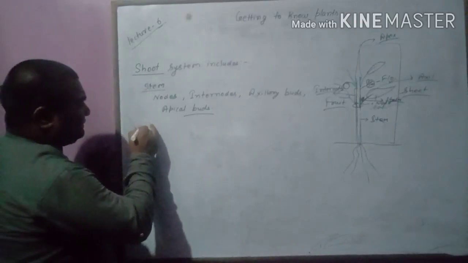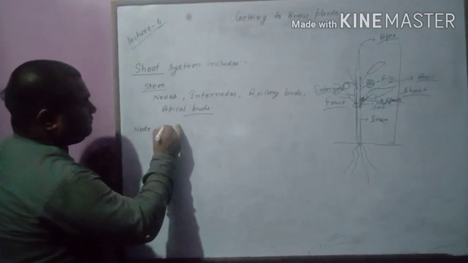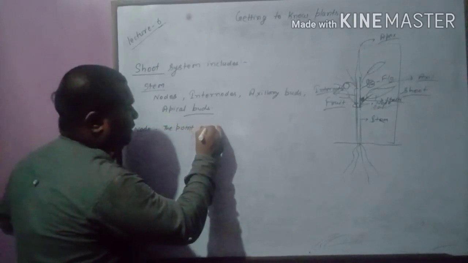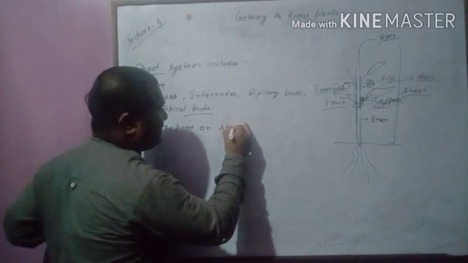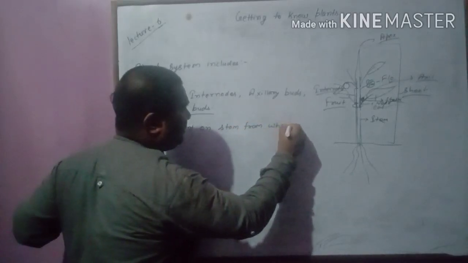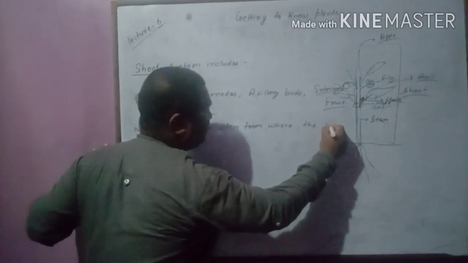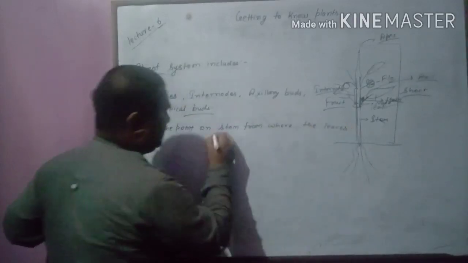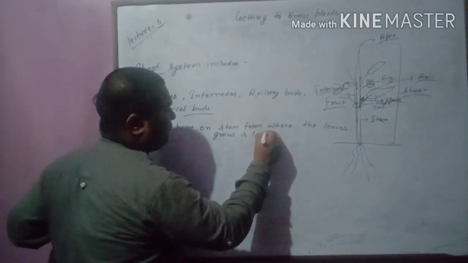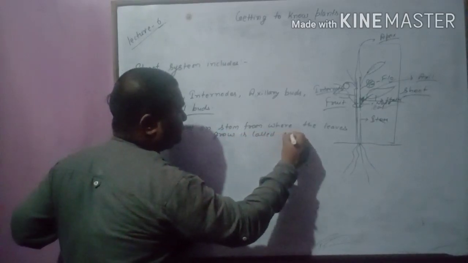So what is node? The point on the stem from where the leaves grow is called node.